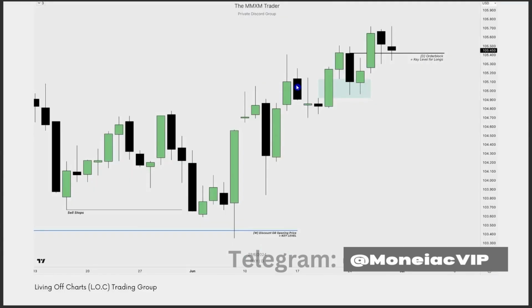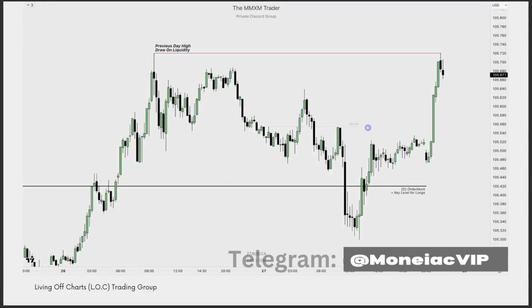Over here we've got another DXY chart. This is the daily chart. We're outlining those key levels, right? We had the daily fair value gap over here and the daily order block. So these are key levels for longs. If we go to the 15-minute chart, now we can actually look for those market cycles, right?